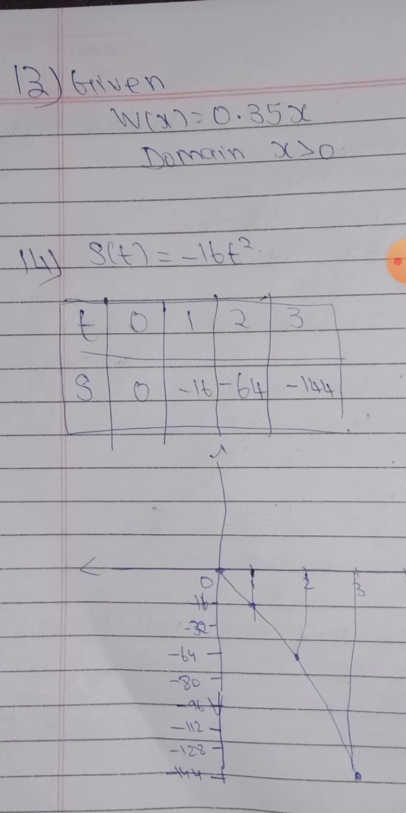Because if I put x equal to 0, the weight would be 0, and weight can't be 0. If I put x equal to minus 1, then it is minus 0.35, it cannot be. That is not possible. So the domain is x greater than 0, which means x should be positive. So 1 gives 0.35, 2 gives 0.70, then 1.05, and so on. So the weight should be a positive value only. So the domain is x greater than 0. That is our answer.